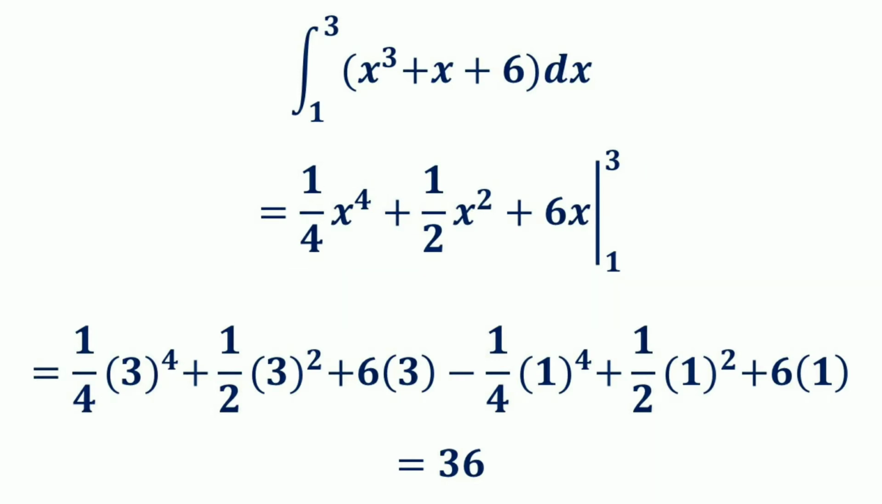So if you substitute x is equal to 3, then it will become 1 by 4 3 raised to the power 4 plus 1 by 2 3 square plus 6 into 3, minus the same indefinite integral evaluated at the lower limit of integration. Here it is 1. So minus 1 by 4 into 1 raised to the power 4 plus 1 by 2 into 1 square plus 6 into 1. So if you solve this, then it will become 36.